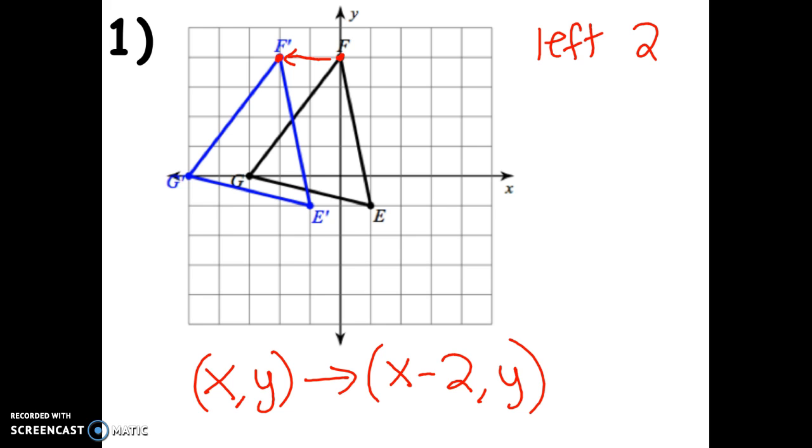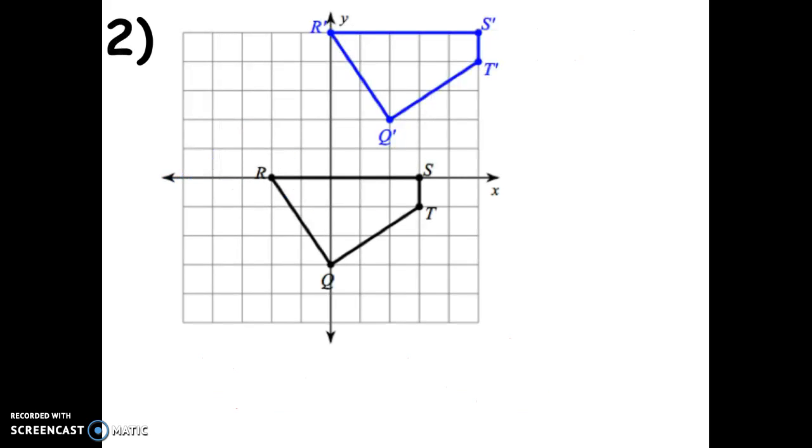All right, let's try another one. We're going to do the same thing here. We're going to select a point on the pre-image. And then we're going to select that corresponding point on the image. So I'm going to draw an arrow to see how I got there. Now, you're not going to just go diagonal like that. You need to go along the grid lines. So I'm going to erase that. And instead, I'm going to go here and then here. And that gets me to my point.